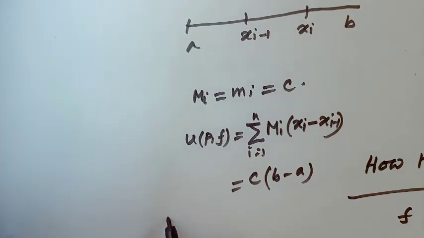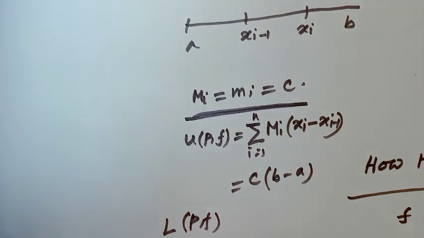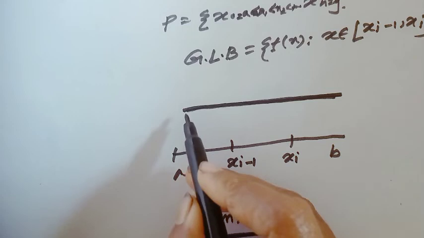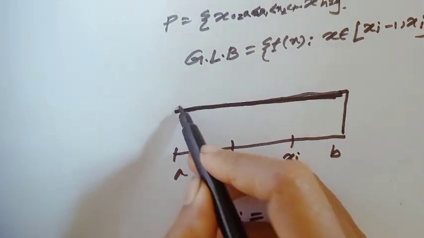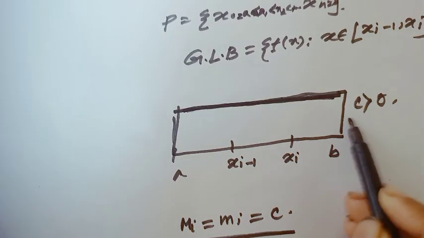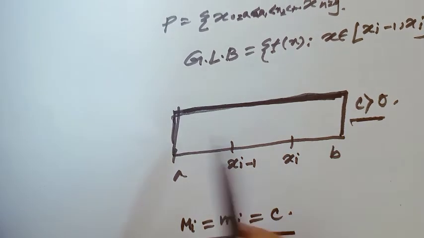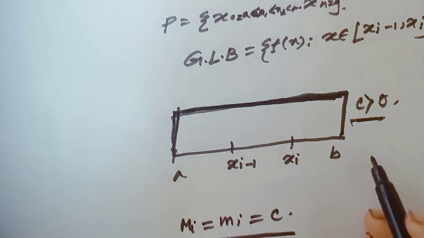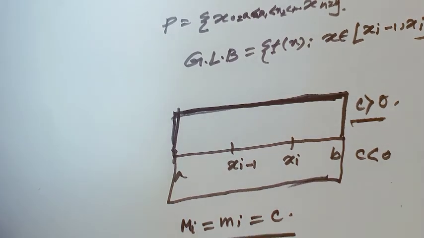Similarly, L(P,f) would be, since capital Mi equals small mi, this value also would be c times (b minus a). That means the rectangles here would be just of trapezoidal type. When c is greater than 0, the rectangle looks like this type of picture, and when c is less than 0, then it would be this type.